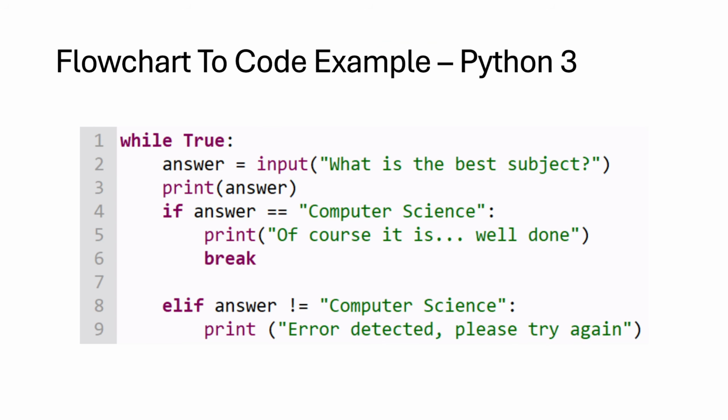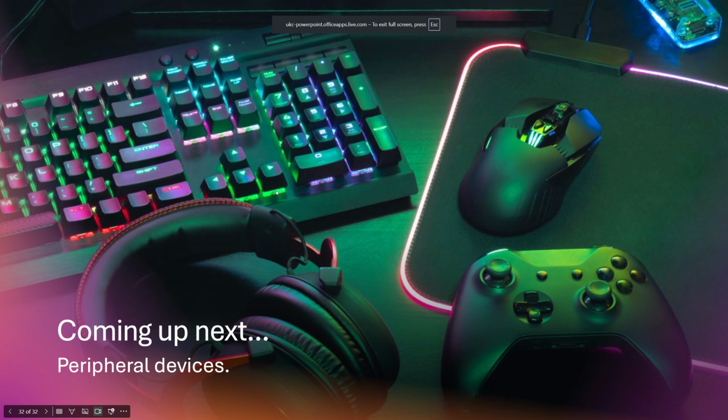And this is how you would convert the flowchart I just showed you to some Python 3 code. I'm not going to go over this right now because we're not at the Python 3 programming section yet, but I'm just going to leave it on screen. You guys can go ahead and download it. You guys can copy it just to see how it works in real time rather than just looking at the diagram. Okay, so coming up next we have peripheral devices.